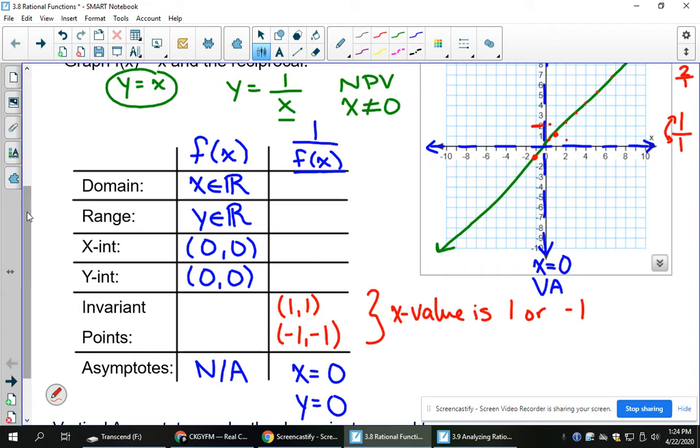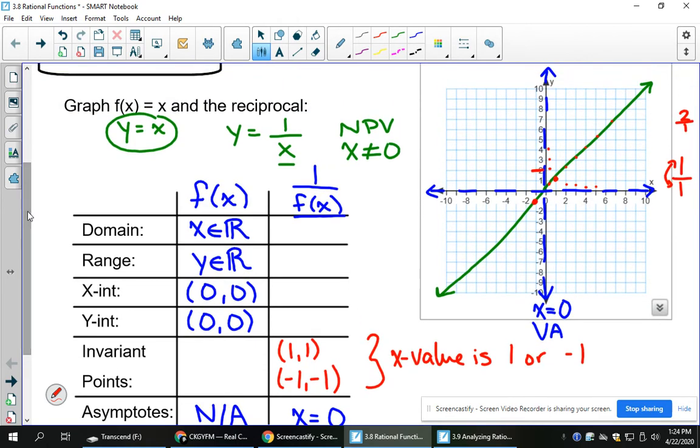Things like 3, 4, 5 would be a third, a fourth, a fifth, and so on. Things like a third would jump to 3, a fourth would jump to 4. That's how we get this shape for reciprocal functions. They get really close to the asymptote but never touch, curve through the invariant point, and then get really close to the next asymptote. This happens in whatever quadrants you have the original graph.